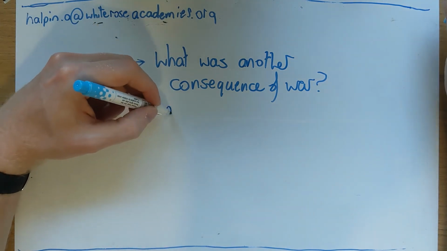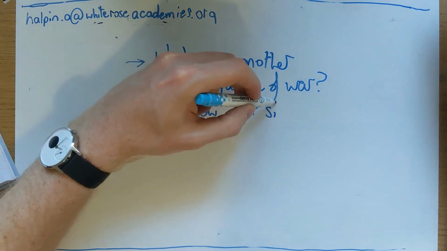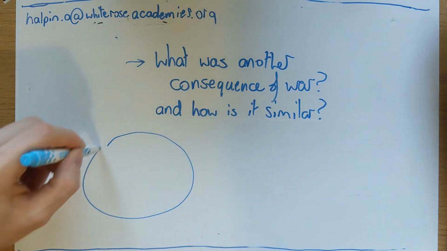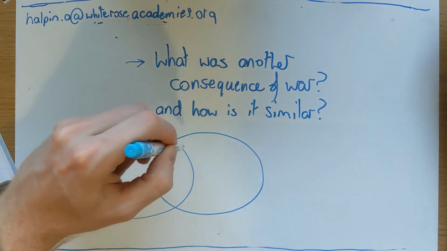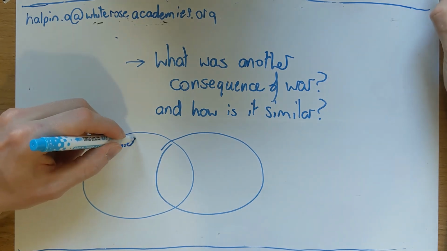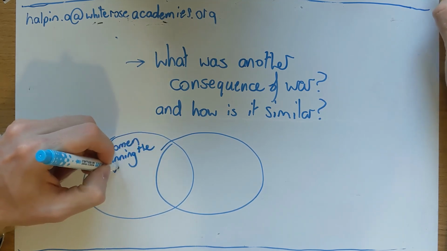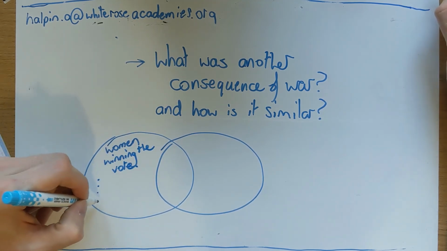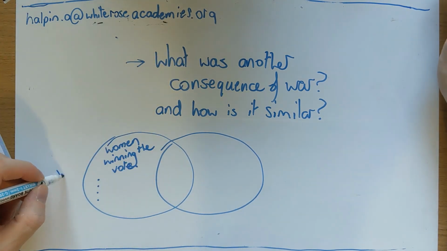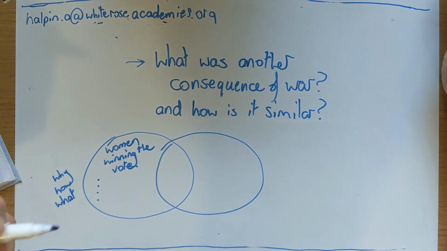How is it similar? So what I'd like you to do, draw a Venn diagram, so 2 circles. In here we can have women winning the vote, and you can give me 3 or 4 things about that. So you can say why, how, and what, and give me a little bit more information.